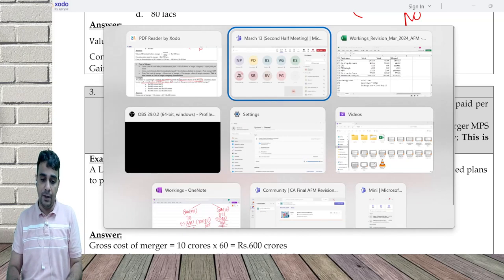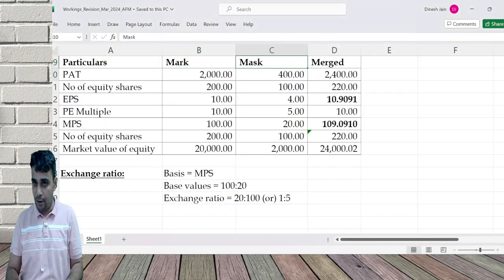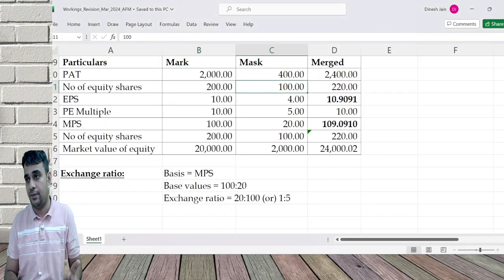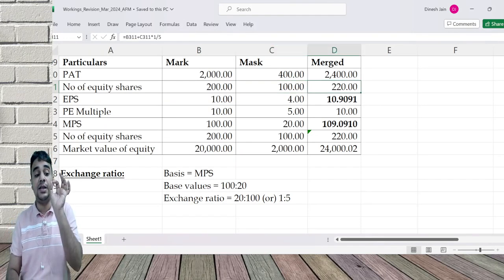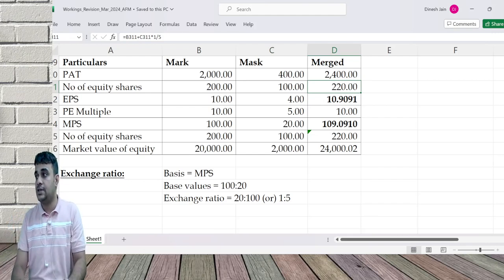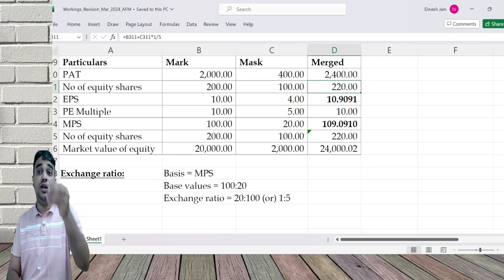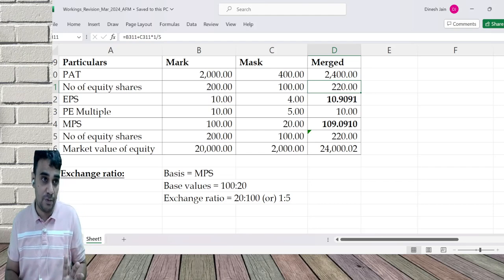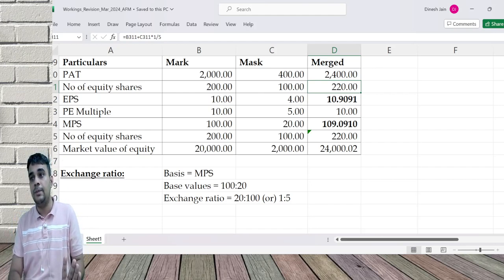For example, in the Mask Limited problem, we have allotted 20 lakh shares. Consideration paid is 20 into 109.0910. In your accounting, you may record this as 20 into 100 also, the pre-merger price. I'm not talking about the accounting part of it.